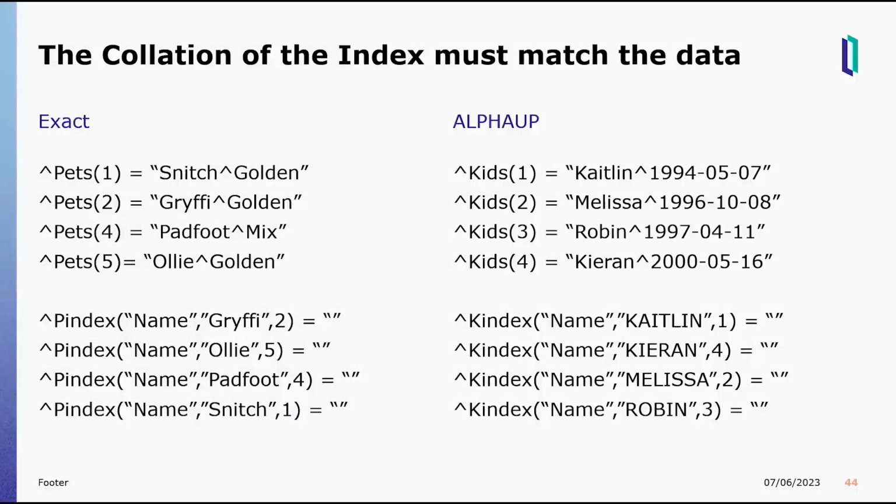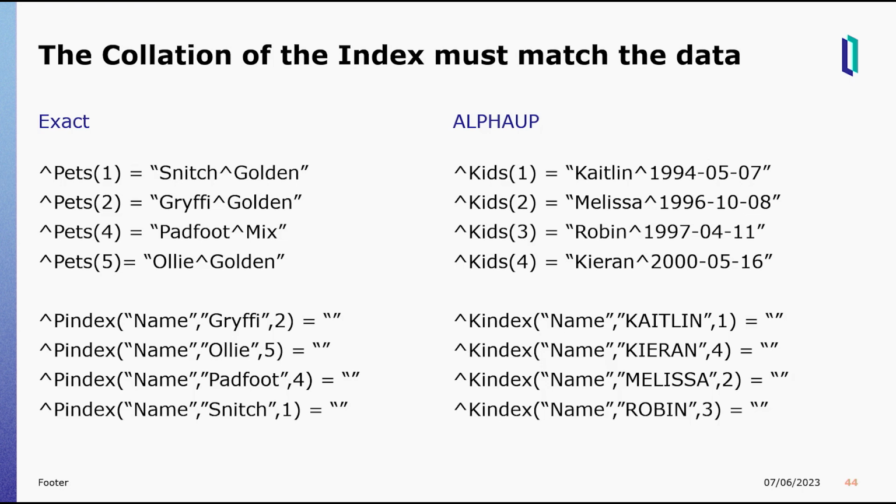Okay? So here's my example. My kids get to be in here twice. My pets get in here as well. So in my pets global, up here, I have their name and the type of dog that they are. And then down at the bottom, I have an index on name. The first subscript is just a constant name. The second subscript is the name of my dogs. And notice that the way that the name of my dogs appear in the index looks exactly the same, exact, that's the important word, as it does in the data.